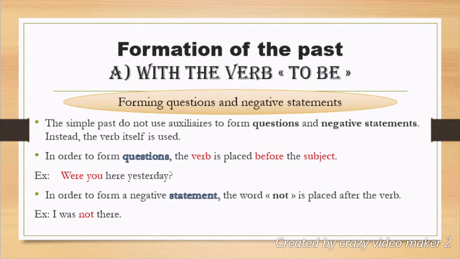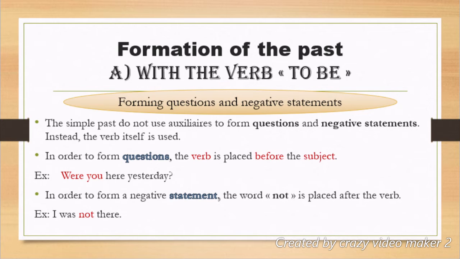In order to form questions, the verb is placed before the subject. We put the verb, then the subject, and then we continue, as in the example. Were you here yesterday? We started with the verb to be conjugated in the past, followed by the subject, and then we continued with the rest of the question.